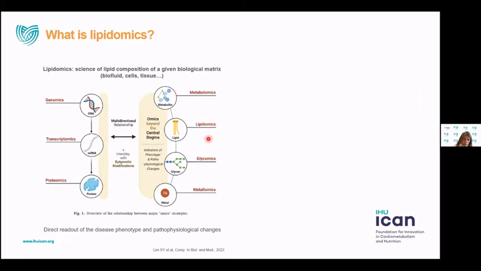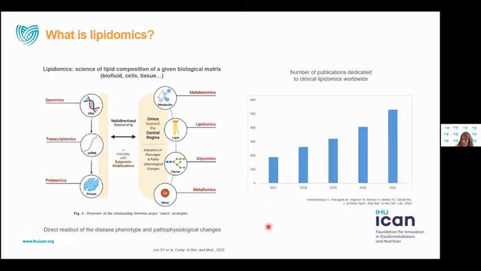Lipidomics, together with metabolomics, glycomics, and metalomics, results from the omics cascade on one hand, genomics, transcriptomics, and proteomics, but is also highly sensitive to its environment, such as food intake, pollution, and treatment. As such, they give a direct readout of the disease phenotype and the pathophysiological changes. So they are excellent indicators of what the system is presently doing. Clinical lipidomics is an emerging field, as you can see here, with the progression of the published studies during the last 5 years.